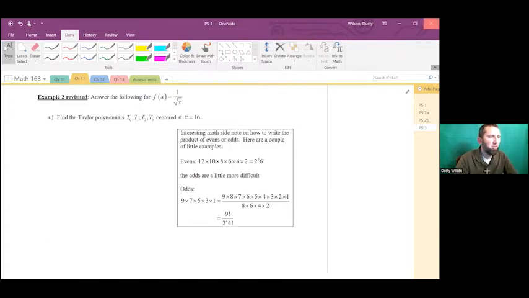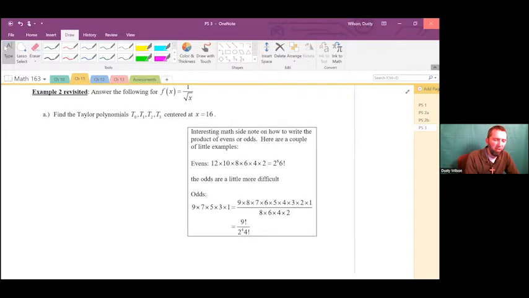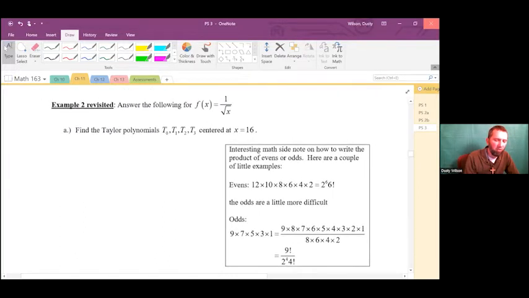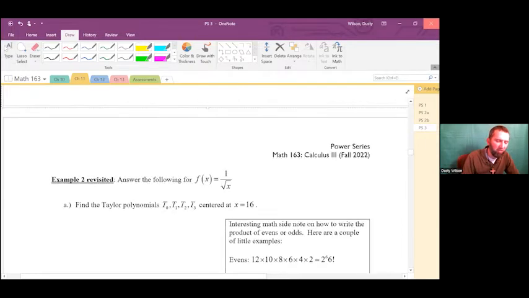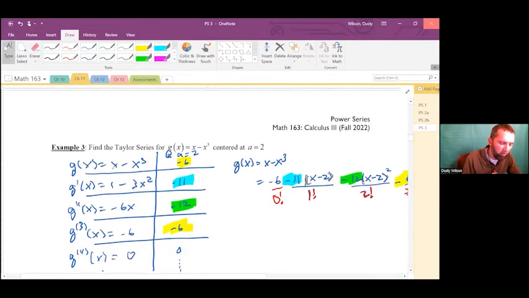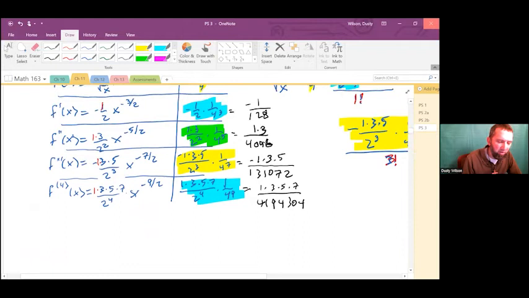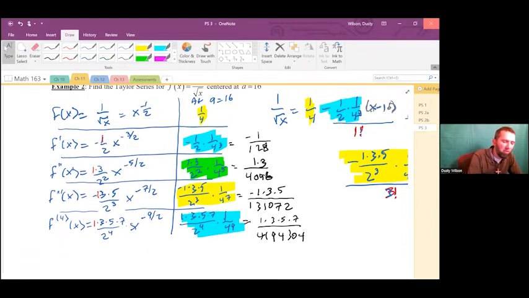Now, the next question asks us to answer the following for f of x equals 1 over square root of x, when we're looking at the Taylor series centered at x equals 16. And this is the same question we looked at earlier. So before we go on, I want to go back and simplify it briefly. So let's scroll back and notice that we had all of these ugly coefficients, which could be simplified.